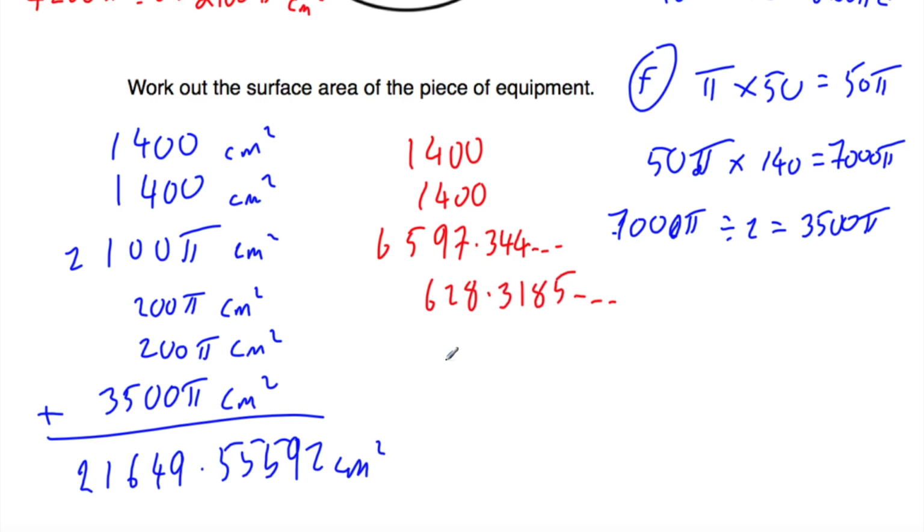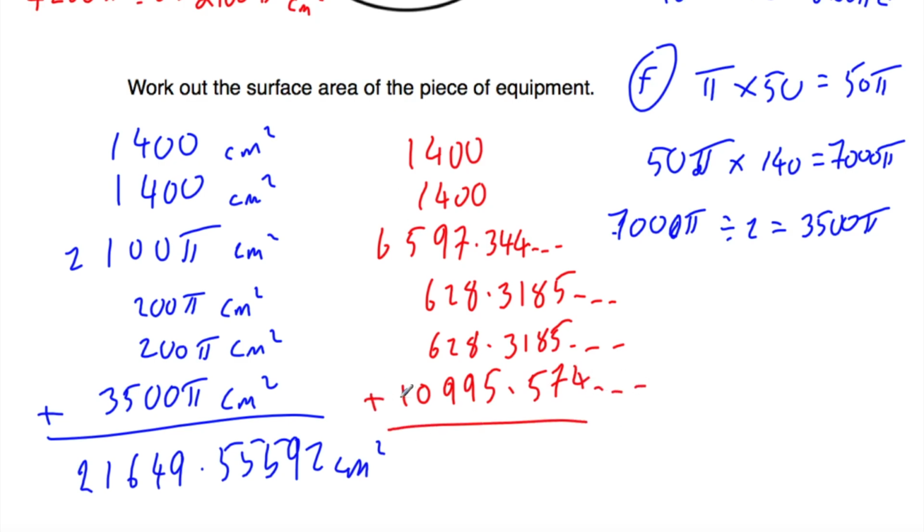628.3185 and so on. You would have had another 628.3185 and so on. And then finally, in terms of F, the area of that big face at the bottom of the shape, you would have had 10,995.574 and so on. And then you'd add all those up and your answer would be 21,649.55592 centimeters squared. And that's it.